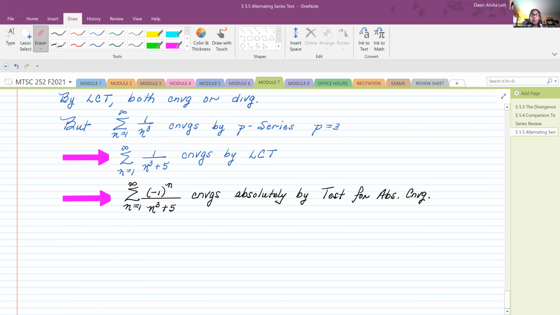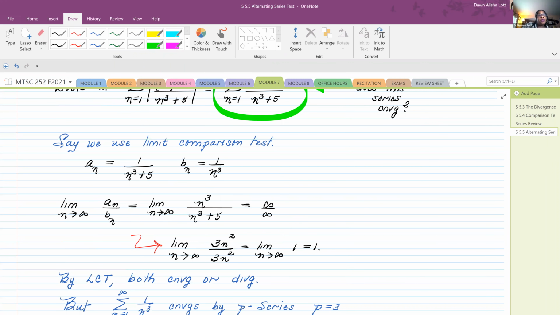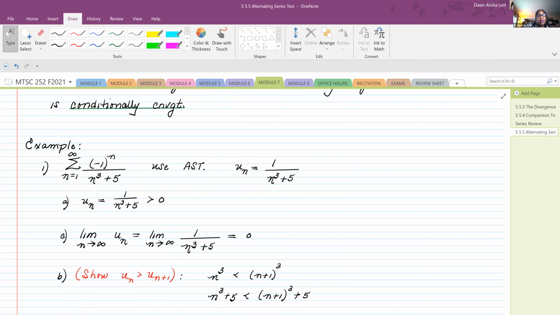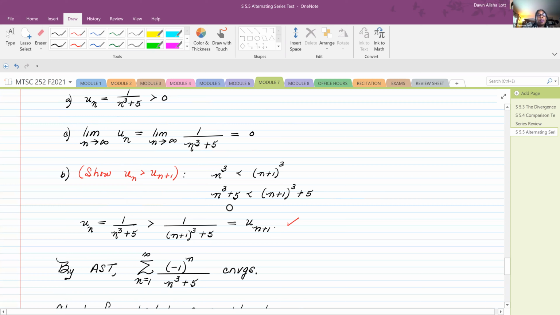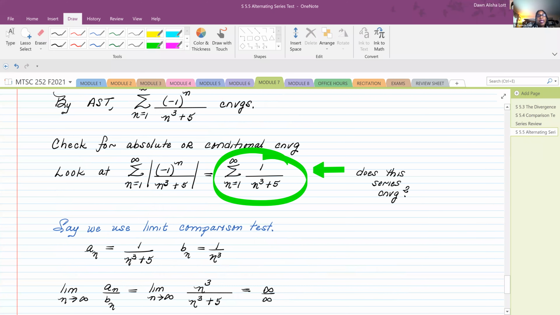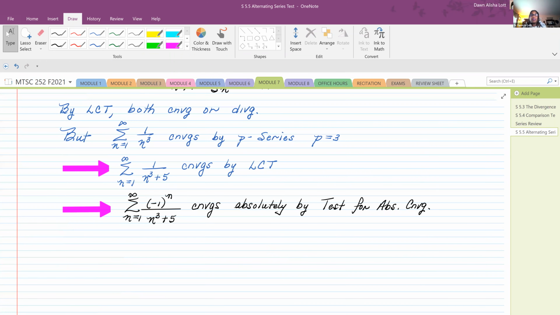So this series, look, it took a minute though, guys. We started with the alternating series test, showed it converged, and then went on to do the absolute convergence test and showed it converged absolutely. If it did not, then we would have had to say that it converged conditionally.